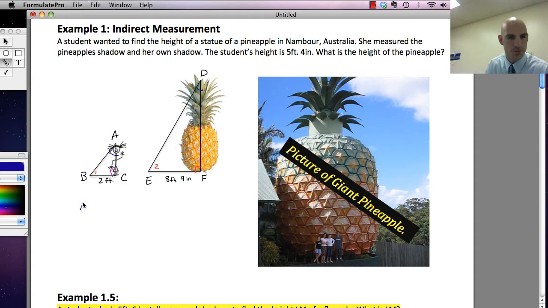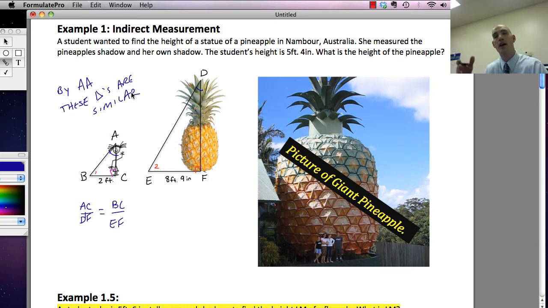So if we look at the proportion, AC, which is her height, over the height of the pineapple. So we're going to compare height to height. That's going to be equal to BC, which is the shadow, over EF, which is also the shadow. When we do this, what we're saying is by angle, angle, these triangles are similar. So these proportions should be equal.